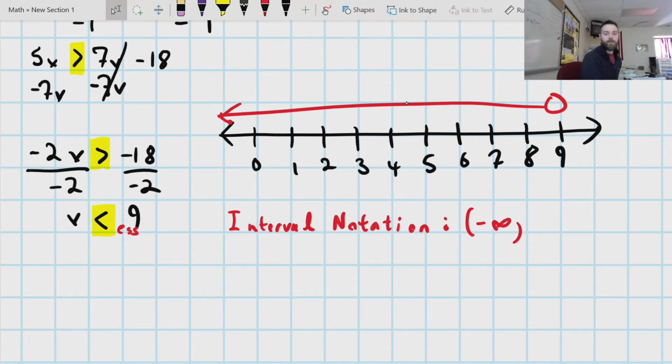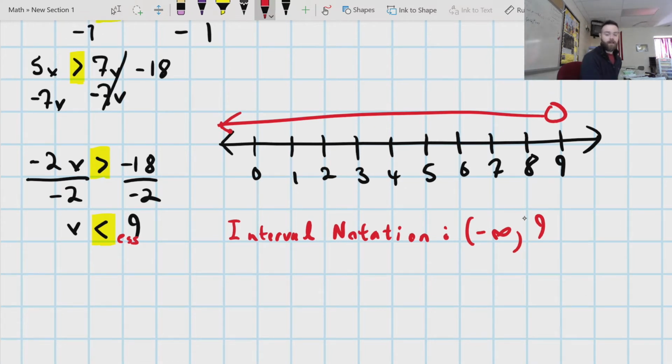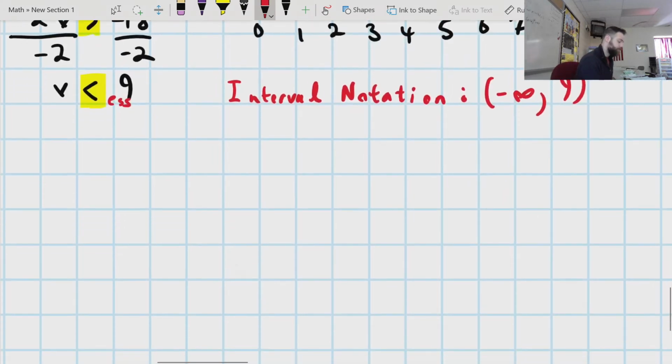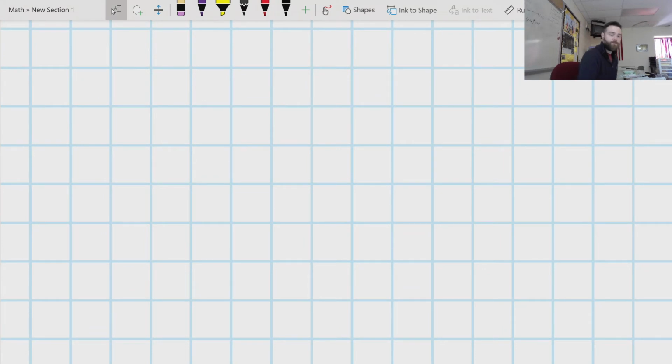And I go all the way to positive 9. And since it's an open dot, it is not included, so I'm going to write parentheses. So, there we go. Let's do another one.